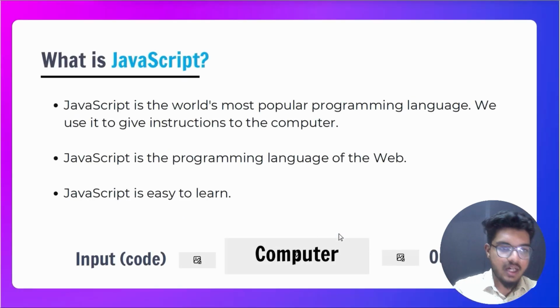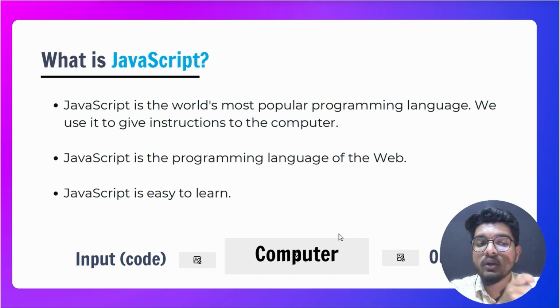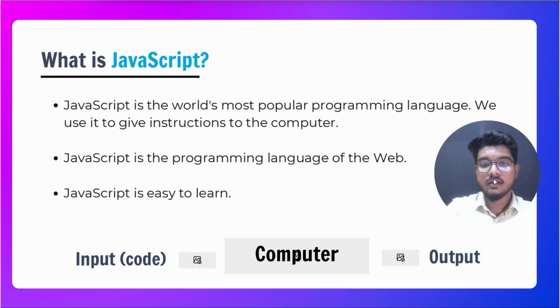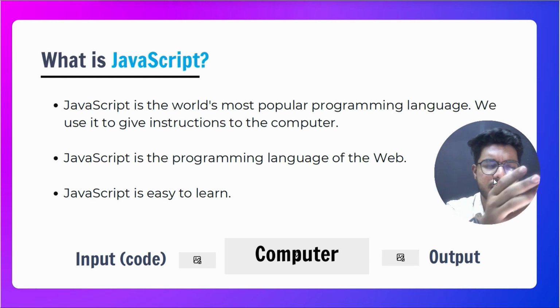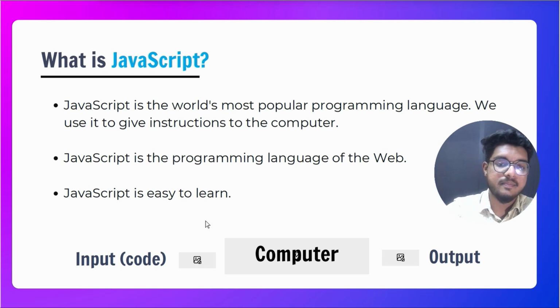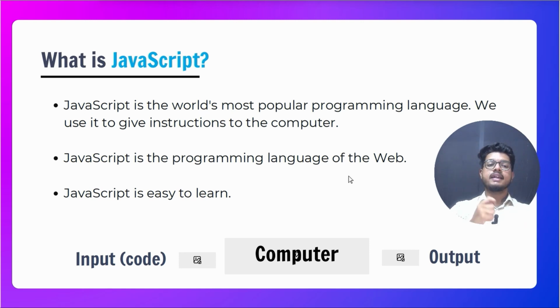So coming to JavaScript, what is JavaScript actually? JavaScript is the world's most popular programming language we use to give instructions to the computer. There are different types of programming languages, as you know, like Python, Java, JavaScript, Ruby, C++, C, C Sharp, and many more. So how does JavaScript stand out from others? JavaScript is the programming language of the web. What if I tell you 90 to 95% of the websites which are hosted online use JavaScript either directly or indirectly? What do I mean by this?